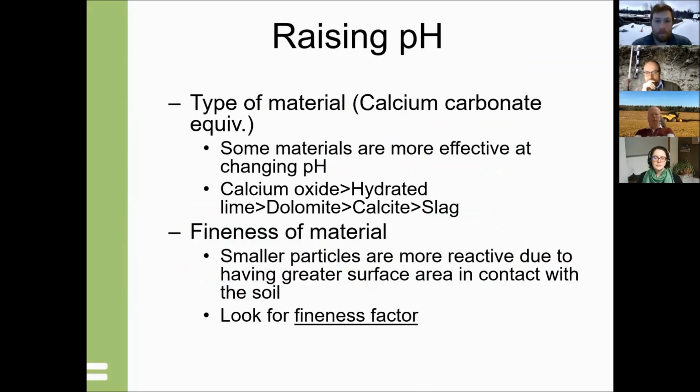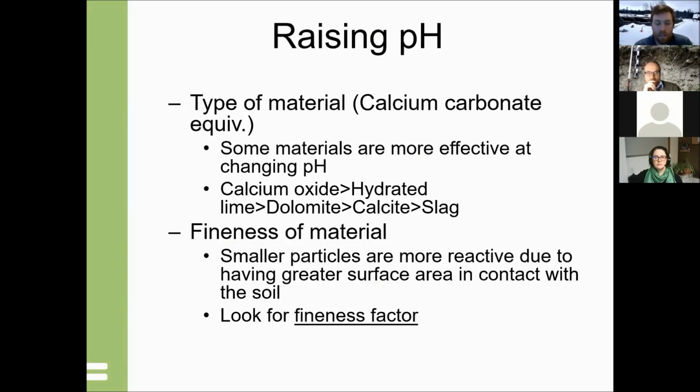And then another thing to think about when you're trying to lime your soil and raise your pH is the type of material. One thing to think about is the calcium carbonate equivalent. It's basically a measure of how effective this material is compared to ag lime, calcium carbonate. Actually, a lot of materials are more effective than calcium carbonate. Most effective, of course, is calcium oxide, but dolomite, which has magnesium in it, is more effective, and then slag is considered the least effective.